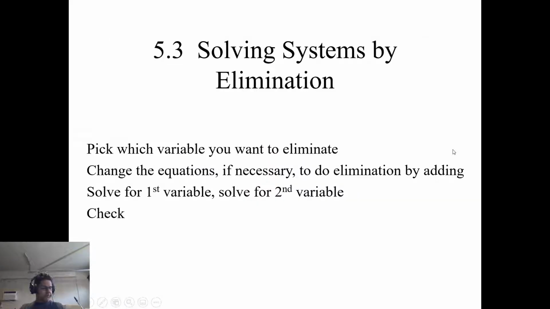All right, ladies and gentlemen, here we go. Continuing with our solving systems, but this time we're going to be talking about what is called the elimination method. And this method is really good when you have both of your equations in standard form. That means when x and y are on the same side.